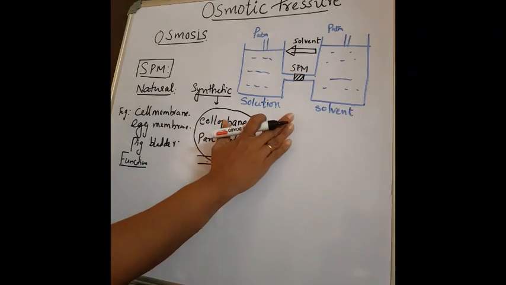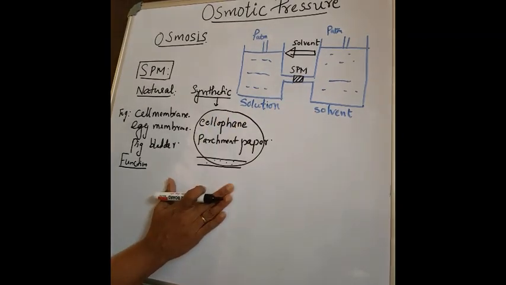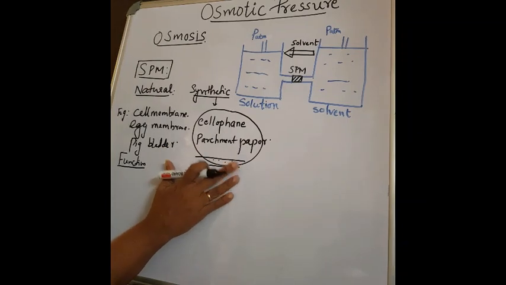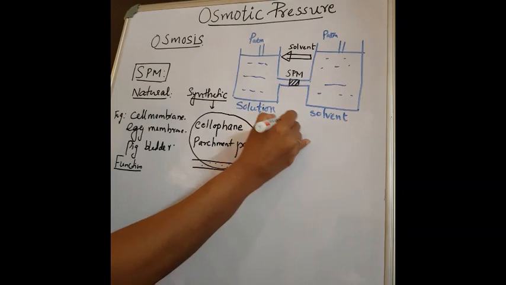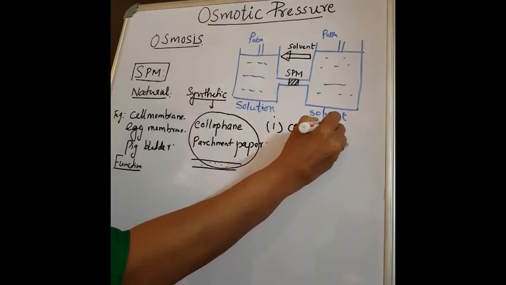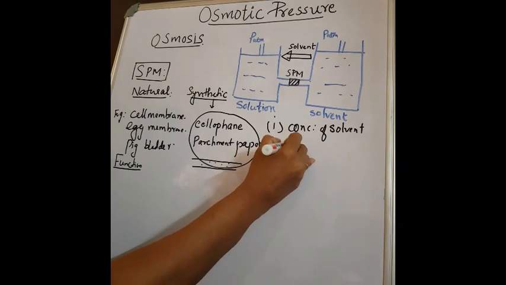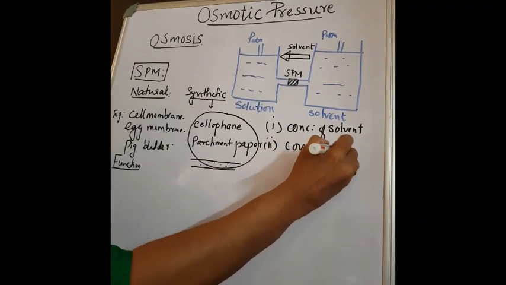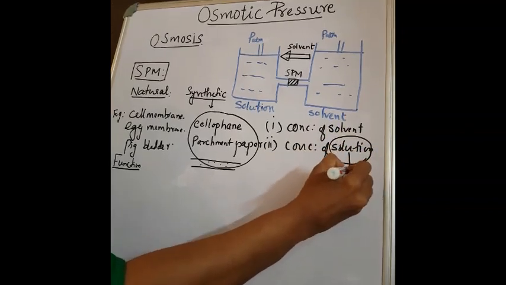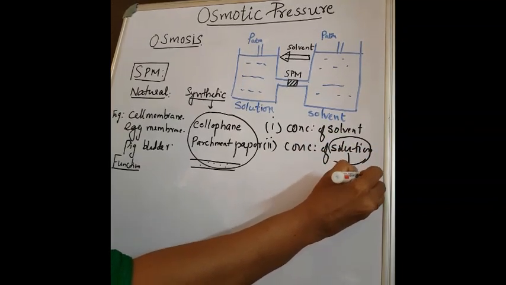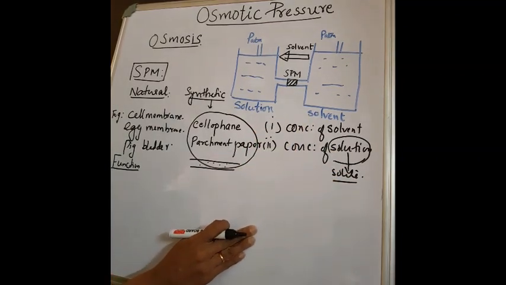Now if you talk about the concentration of the solution and solvent, you can define osmosis in two different ways. One is in terms of the concentration of the solvent, and the second is in terms of the concentration of the solution. Here what I mean by solution is exactly the concentration of solute. Solution means solute is present in the solution.